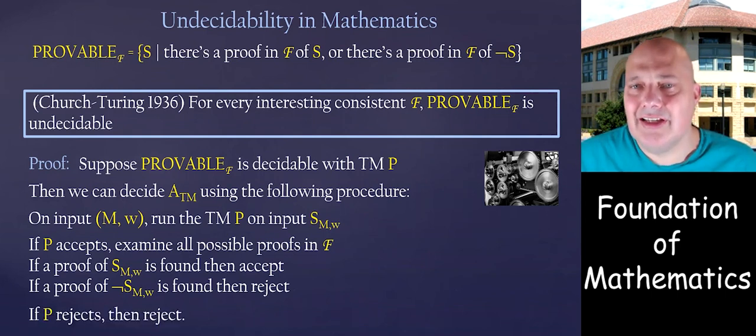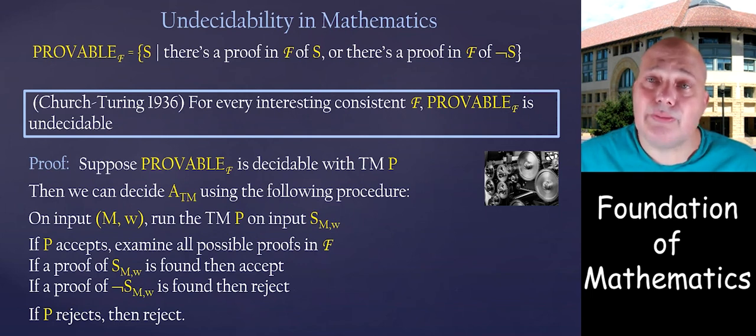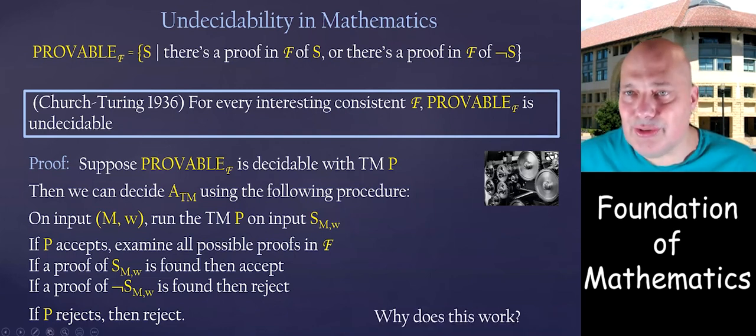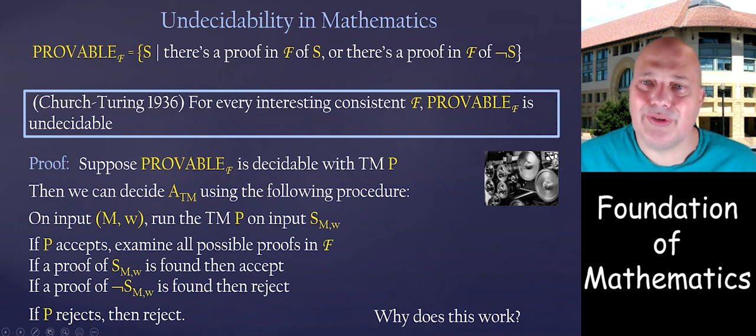And finally, if P rejects, it means that there is no proof of S or its negation. And I claim that then we can reject, because if M accepts W, then there is a proof that M accepts W. This is just the thing we said a few times in this video, that the W is a proof that M accepts W. So why does it work? I just told you, but you can think about it some more.